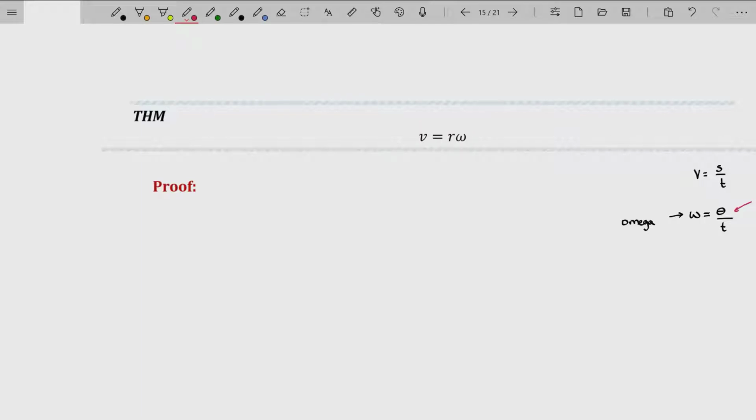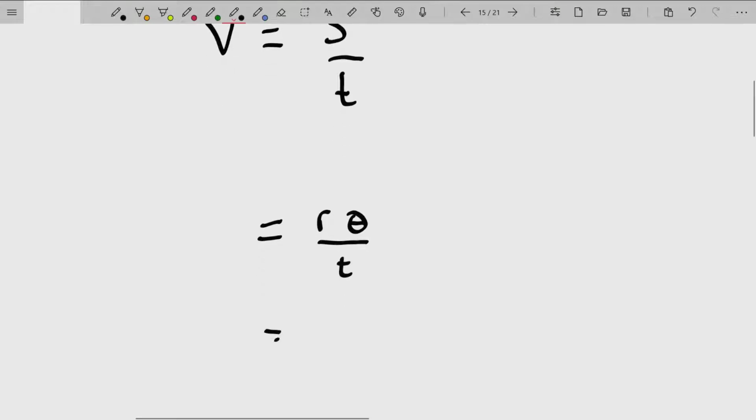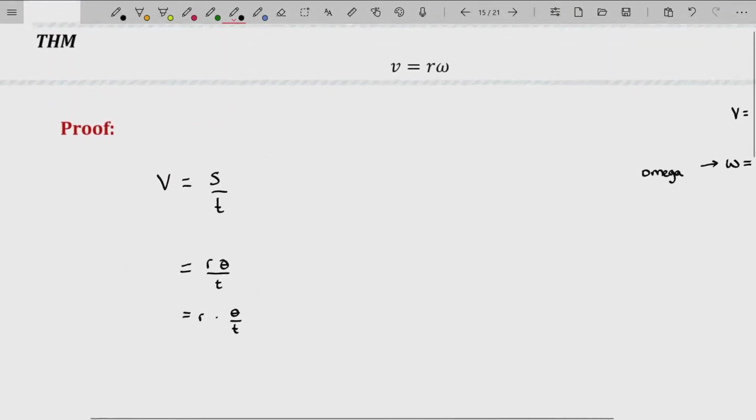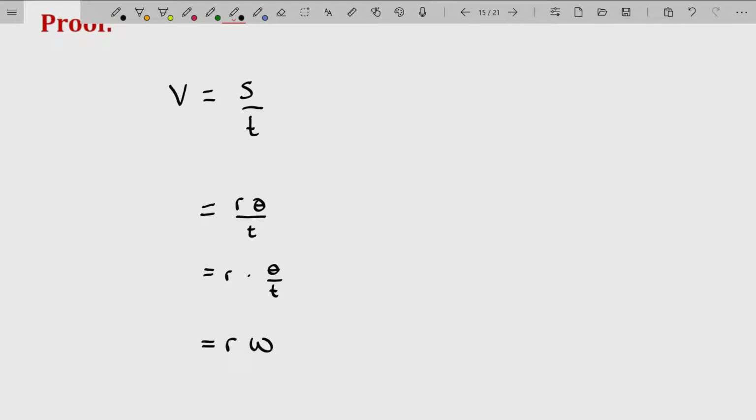If you take the linear speed, which is V, and we want to end up with R times omega, well, linear speed is S over T. And if you want to get omega in there, you need to actually include an angle. But luckily we happen to know that arc length is radius times angle in radians. And that would be radius times theta over t. But theta over t, off to the right there, is omega. There you go. That's just r omega.